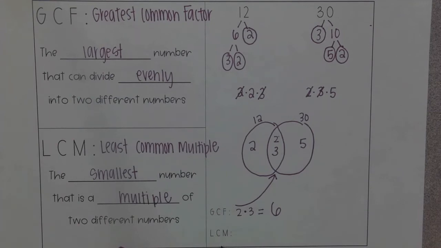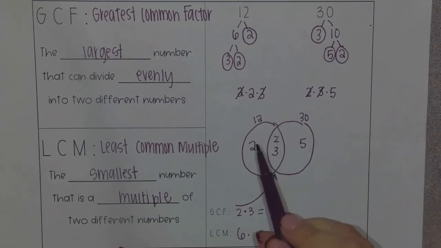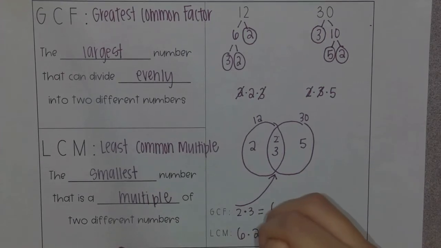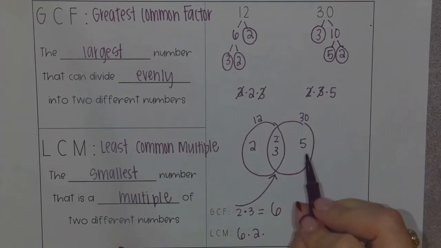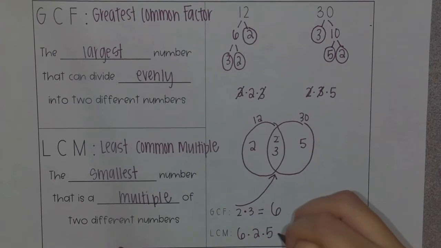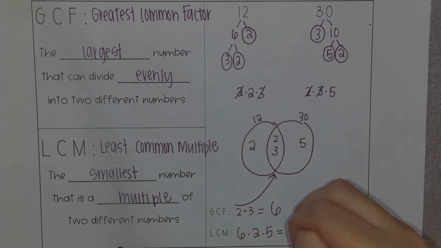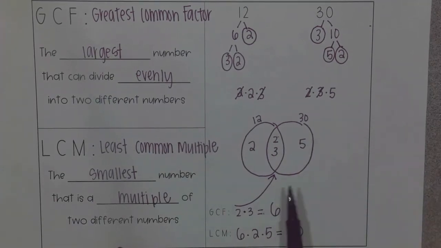To find the least common multiple, you're going to start by taking the GCF, which is 6, and then you're going to multiply it by whatever is on the left side, so that would be a 2, and by whatever is on the right side, and that would be a 5. So 6 times 2 would give me 12, times 5 would give me 60. So 12 and 30, their least common multiple is 60.